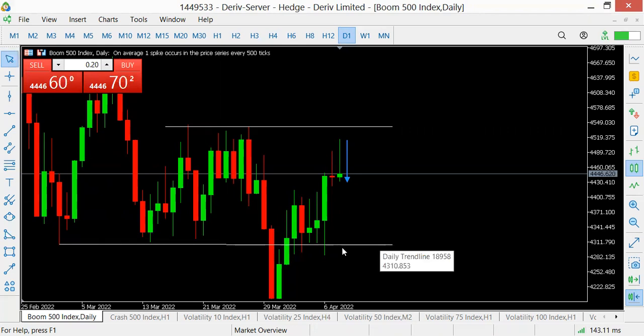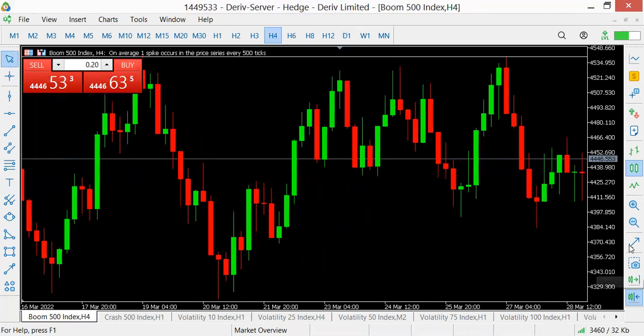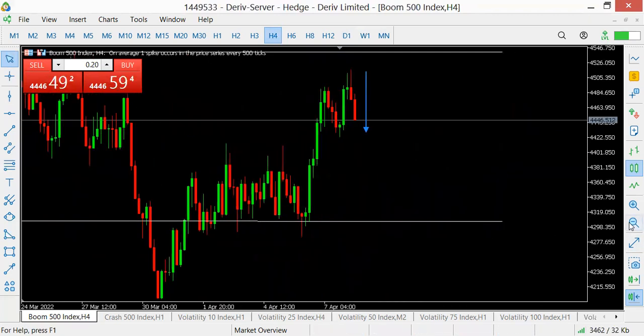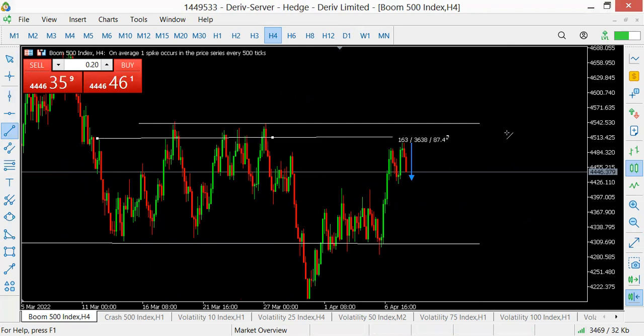So guys, let's continue with what we have on our screen. Let's go down to the 4-hour time frame. As we've seen from the daily time frame, BOOM500 is on a bearish move, and it is due to the fact that it is respecting a previous resistance point, the resistance zone. Let me just mark this point out. The resistance zone in the market. Can you see, guys?